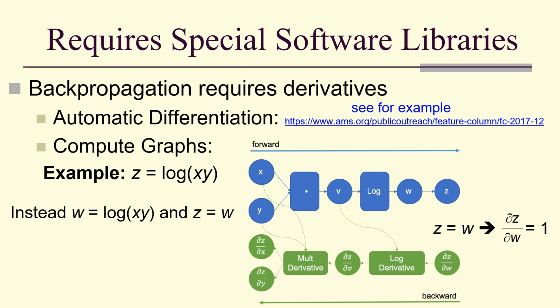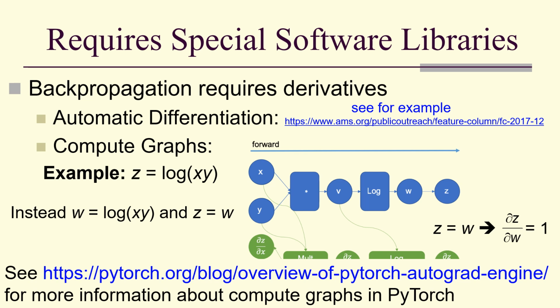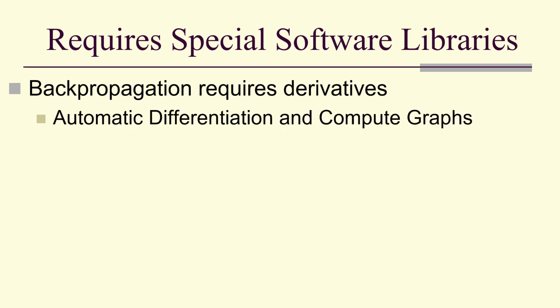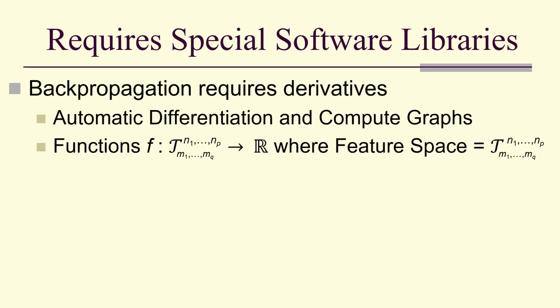So when we go backwards, we end up with this kind of a diagram. So we go backwards to get the derivative of the log, the partial z with respect to v to get the product rule, and then we apply that in this way. So here is another link that you can go to learn more about compute graphs in the software library PyTorch. So automatic differentiation and compute graphs, which means we're going to use tensors. So our functions are going to be from tensor spaces to the real line. And the feature space here is a tensor space.